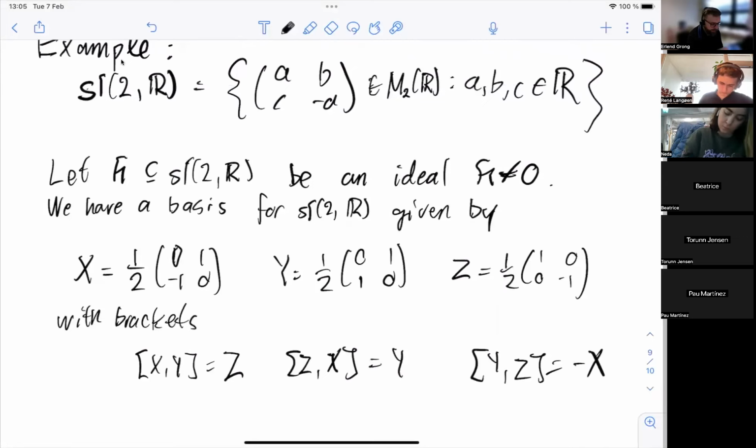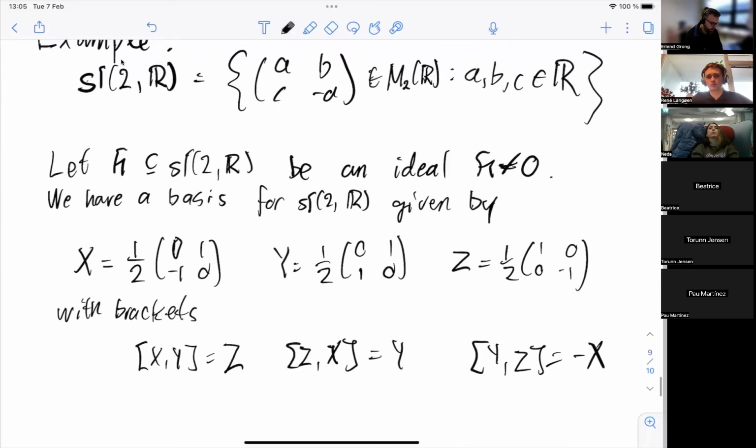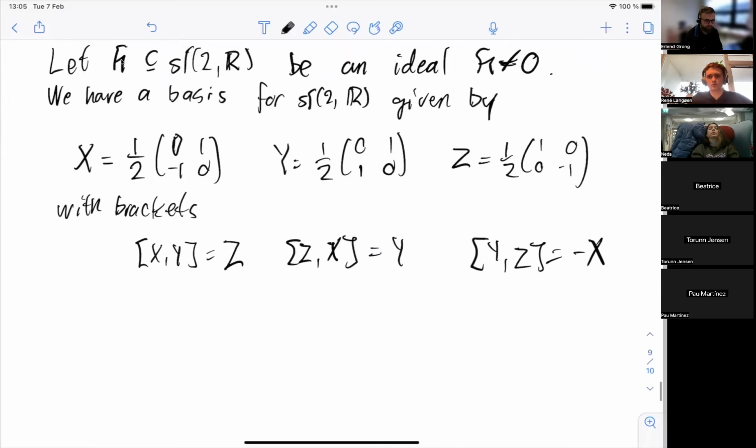SL2(R) is determined by 3 real numbers, so we can find a basis of 3 matrices. We choose these particular matrices because they have nice explicit brackets that are given in the following form. So very often, at least with these low-dimensional Lie algebras, you can find a basis, and then all the information you really need is stored in whatever brackets are given for these particular matrices. You can check this yourself by computing the commutator brackets for these 3 matrices.